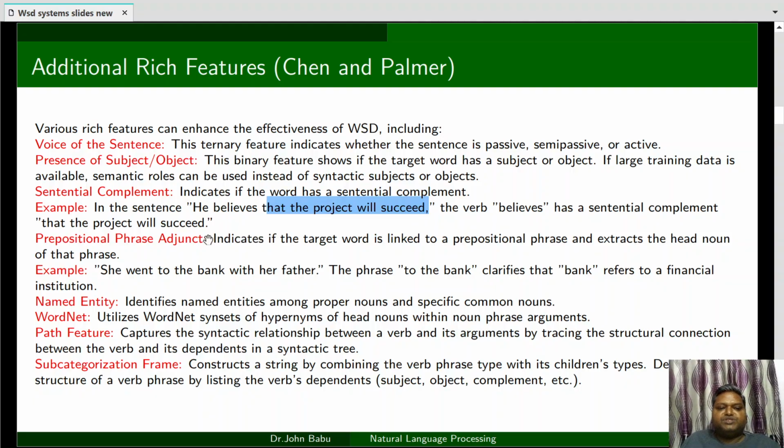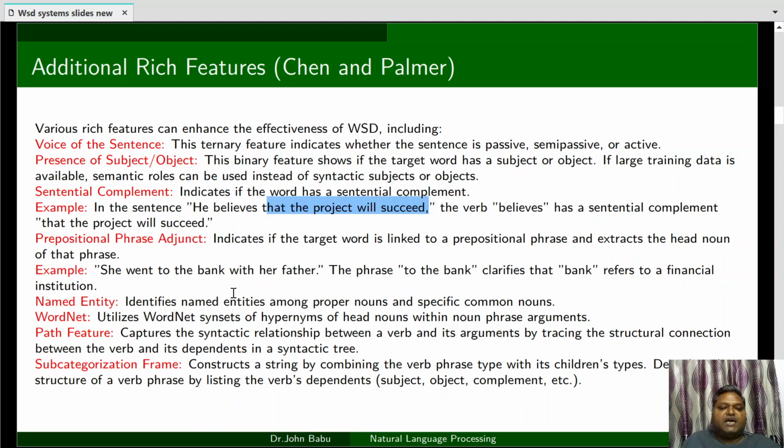Then prepositional phrase adjunct, that is another feature that we'll be using for supervised word sense disambiguation. This indicates whether the target word is linked to a prepositional phrase. For example, she went to the bank. Went to the bank, that clarifies that bank is a financial bank rather than a river bank.